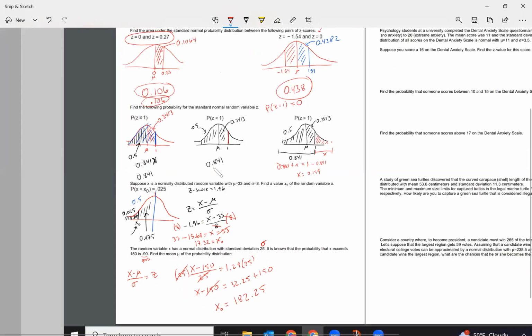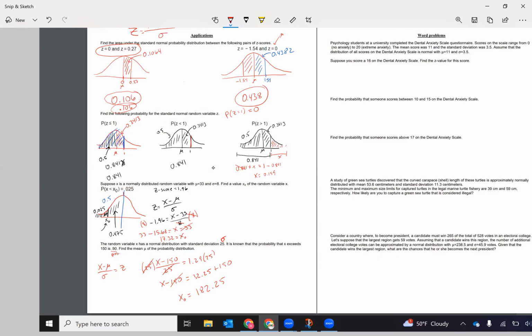So I want us to use the Z-score. You guys see here that I use the Z-score. I want us to use our X value.